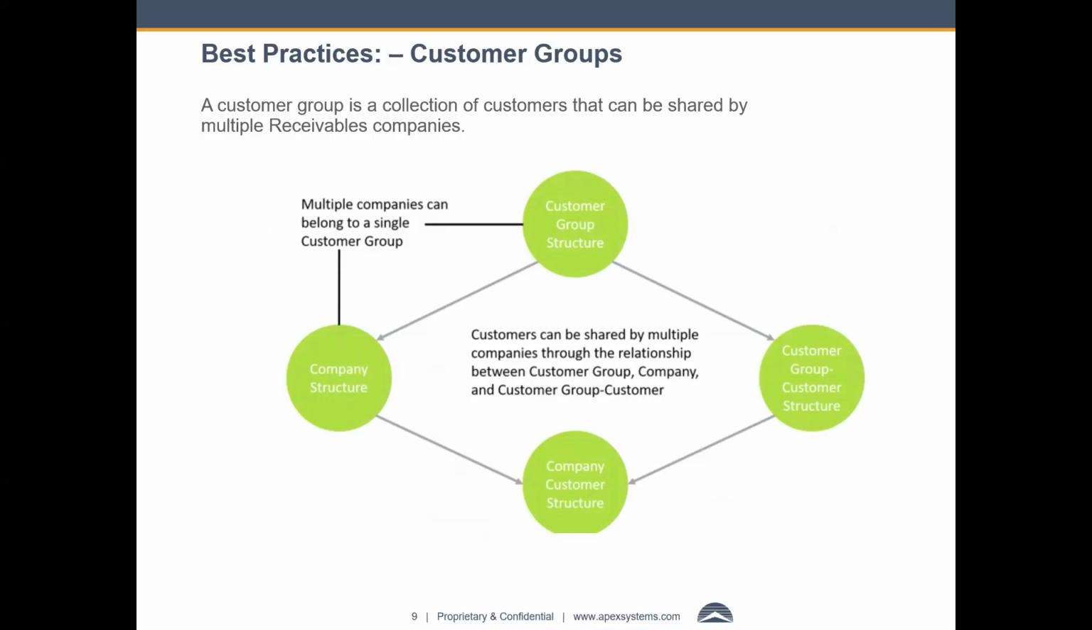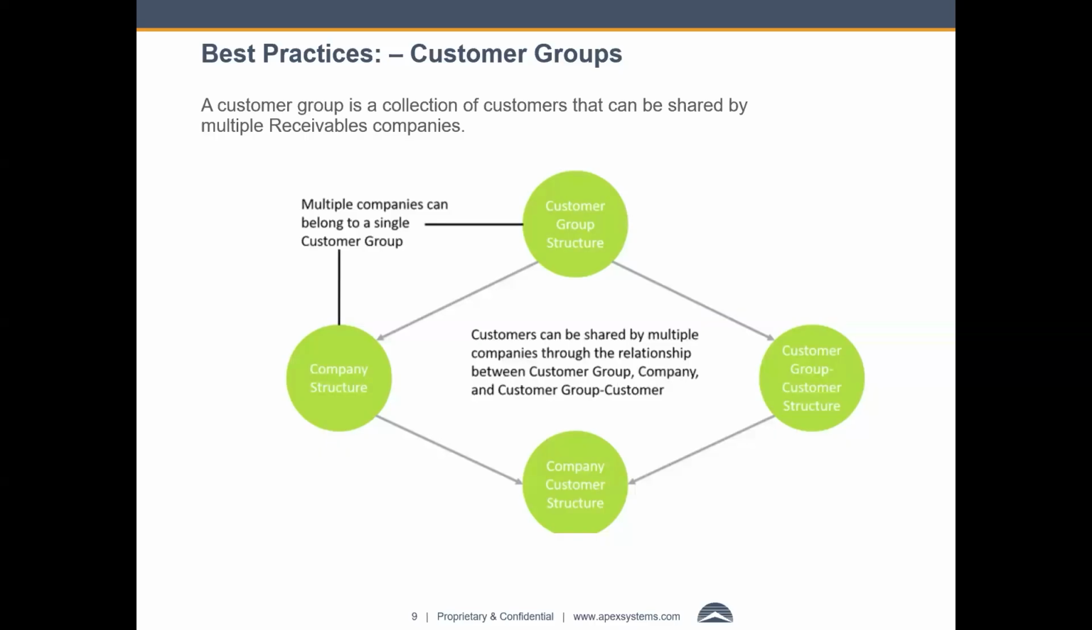First, a customer group is really a collection of customers that can be shared by multiple receivable companies. This setup includes customer numbering options, agent rules, and currency. Agent rules provide default values during company setup, but can be overridden at the company level. Customer balances can be consolidated in one agent report across all companies.